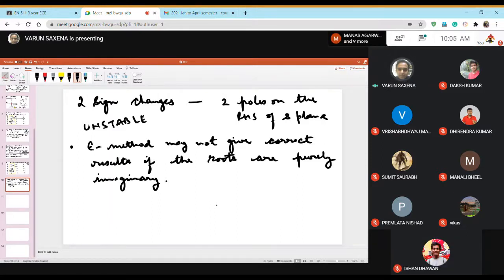But sometimes you know that the roots are imaginary and you apply the Routh-Hurwitz criteria, and it fails. Why would it fail? It fails because fundamentally the principle of the Routh-Hurwitz criteria is to tell you whether the roots are on the left hand side or the right hand side. But what if they are purely imaginary? Then the roots are going to be somewhere on the imaginary axis. It is neither left of the S-plane, nor right of the S-plane.